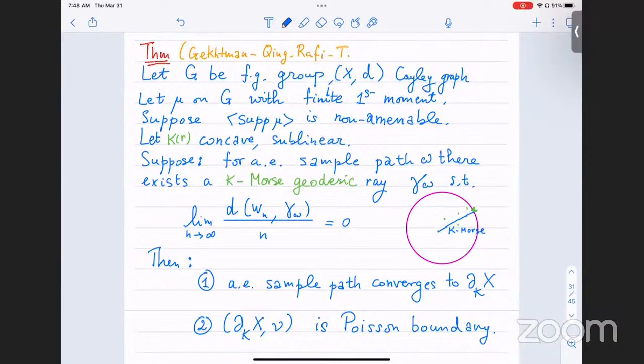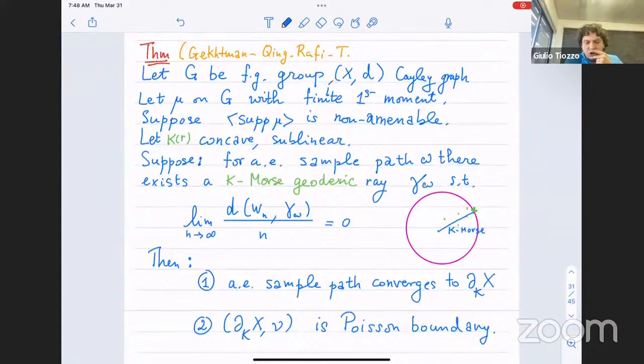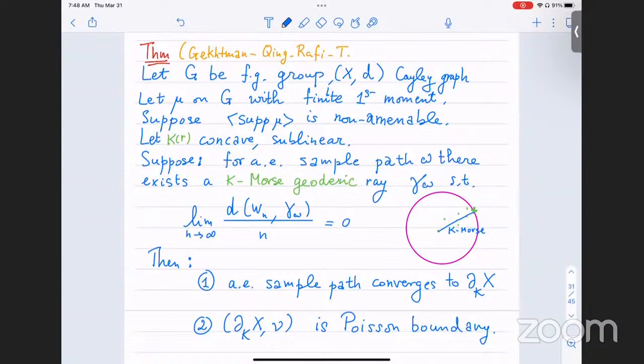Is it important that X is a Cayley graph? No, I don't think so. If it's a geometric action, yeah, a geometric action would do it, I think.